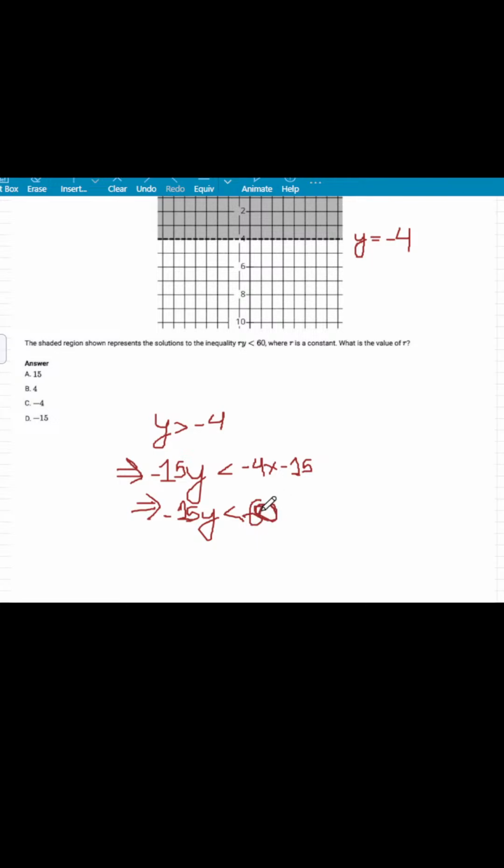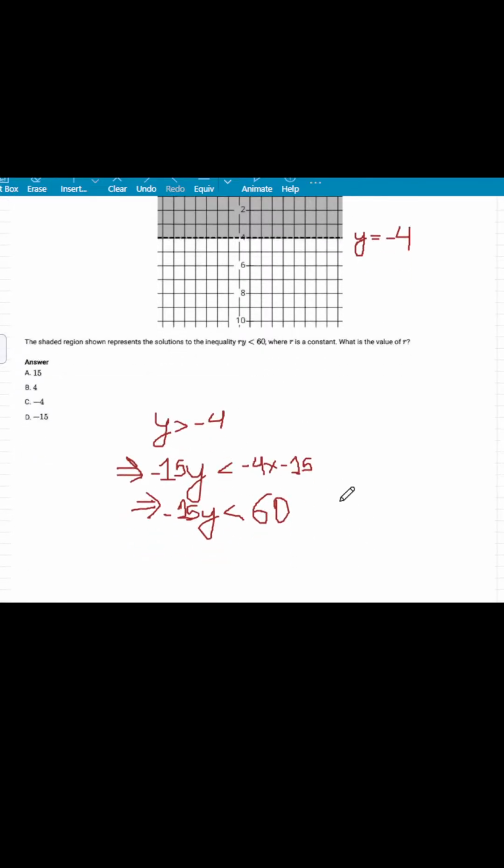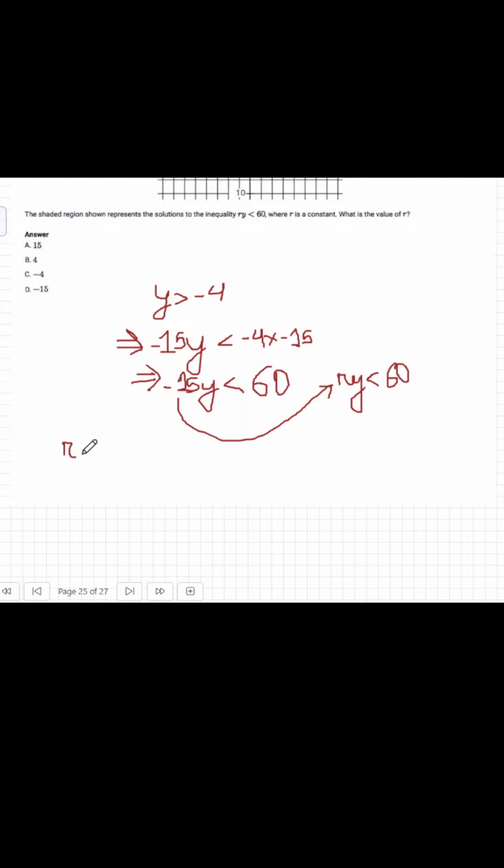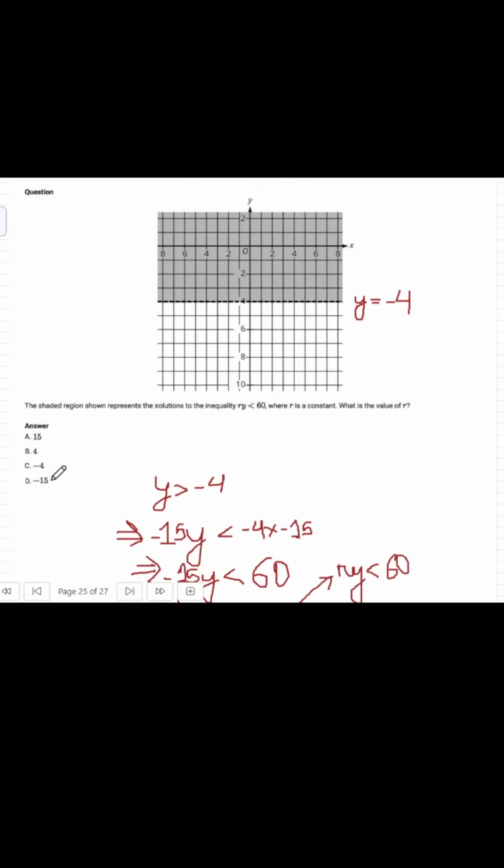So now we have got the right hand side in this form, which is 60, and the left hand side is something multiplied by y, that is ry less than 60. So we can clearly see that r, the constant term here, is -15. So the value of r is -15 here. So the correct option will be D here, -15.